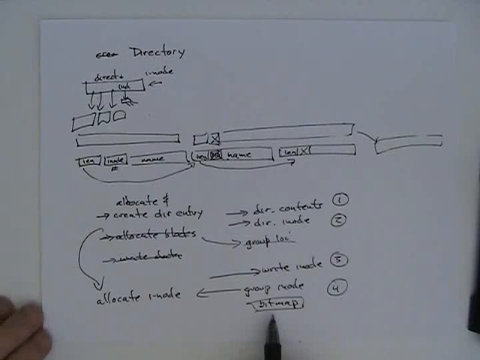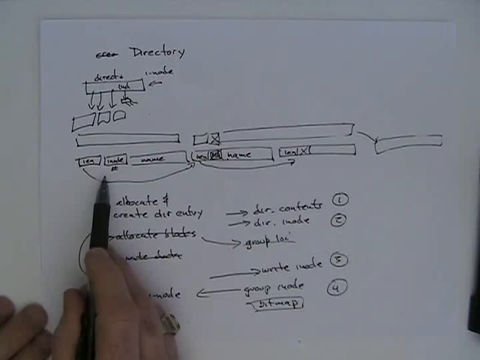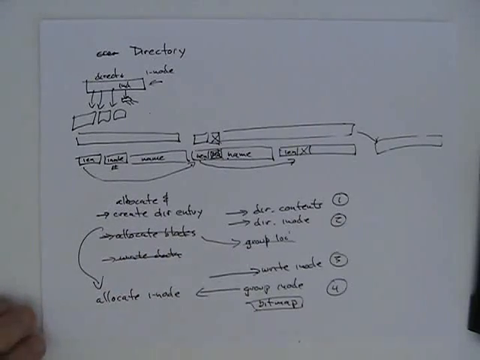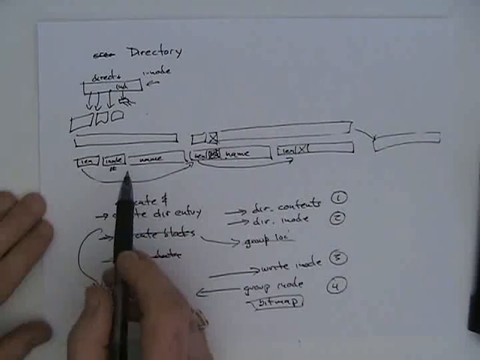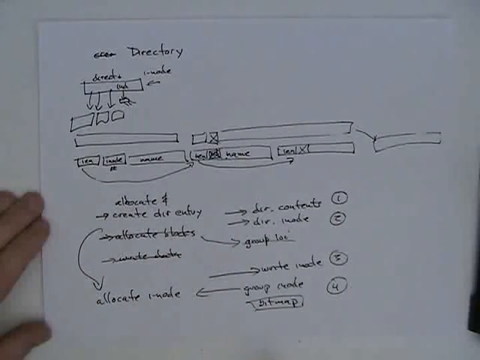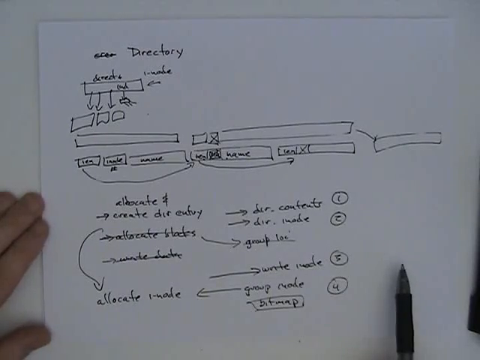The rules for reasonable sized directories are that we'll allocate this inode in the same block group as the directory itself. Conversely, if we were creating a subdirectory, we would pick a random block group and allocate the inode for that subdirectory in the new group.